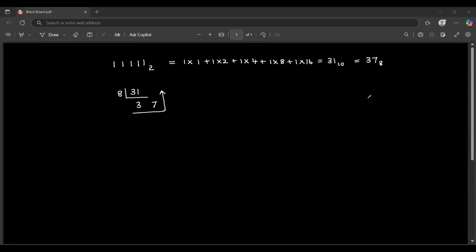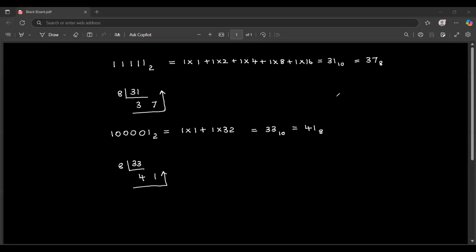Okay, and similarly, let's say we have 100001 to the base 2. Well, that will be equal to 1 into 1 plus 1 into 32. Okay, because this is 2, 4, 8, 16, and 32. So the answer will be 33 to the base 10. So that will be equal to 41 to the base 8. Okay, you can try this obviously. So 33 divided by 8 will give you 4 and remainder 1. So it will be 41 to the base 8.